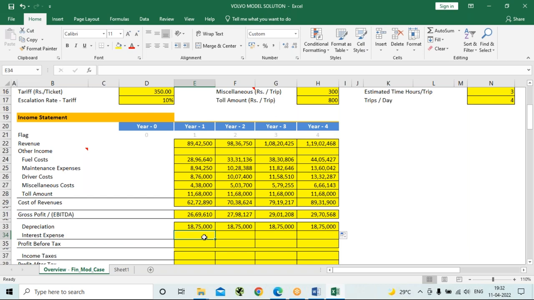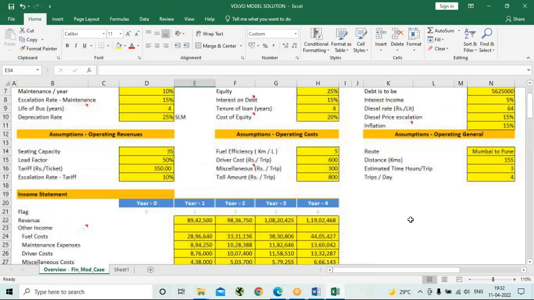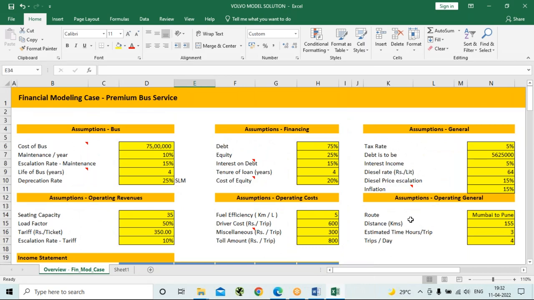So the next thing is interest expense. On what value are we supposed to calculate the interest, and at what percentage? So refer to the table data and let me know. Please refer to the table and let me know what the debt value is and what rate of interest is to be calculated.